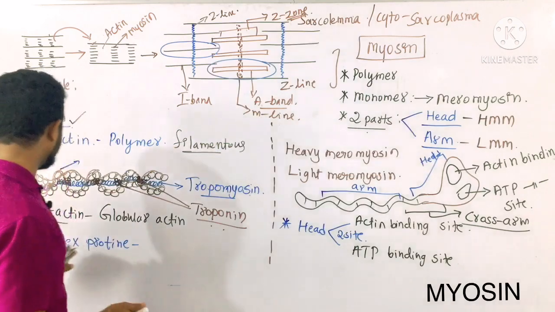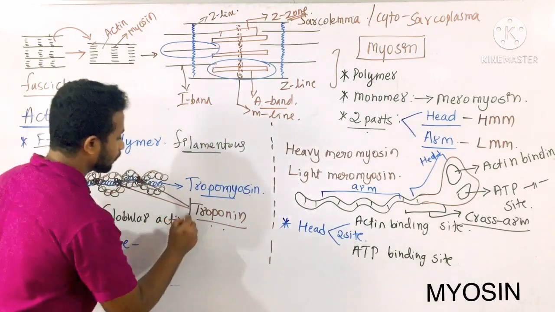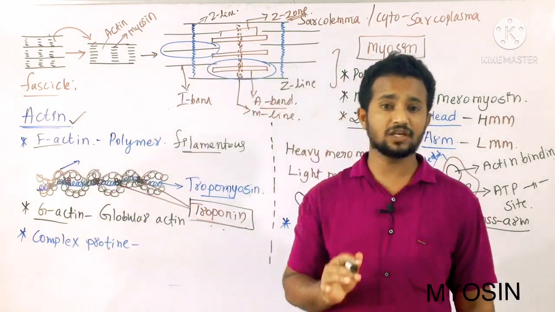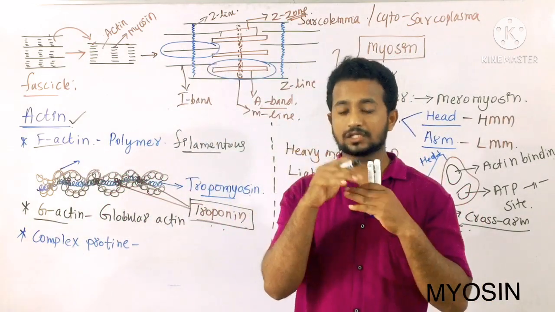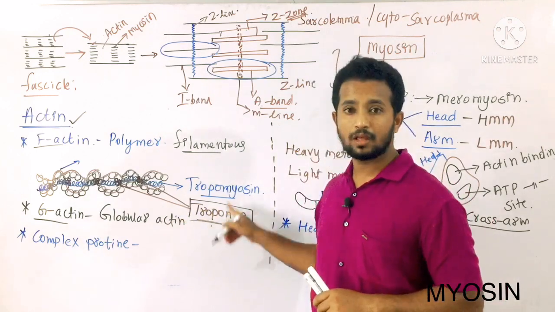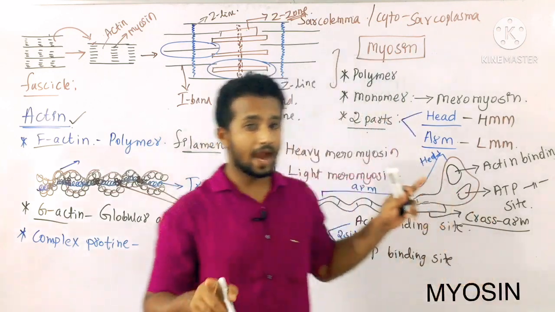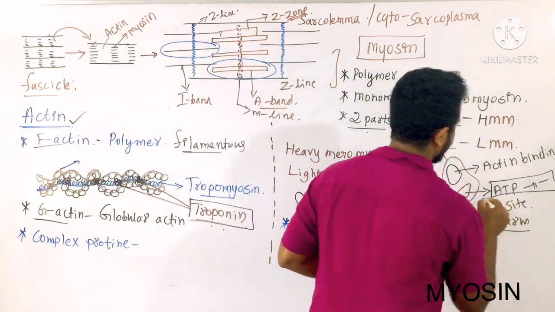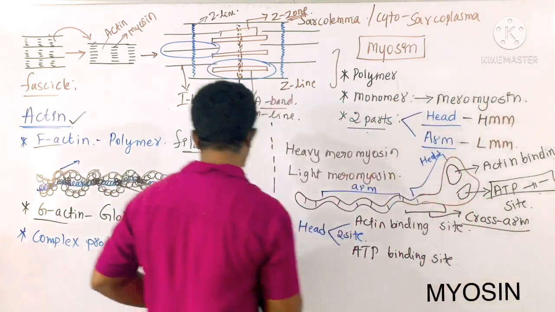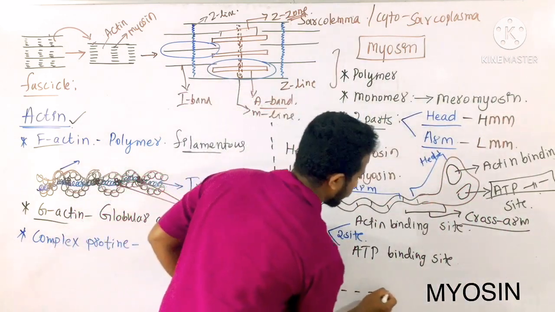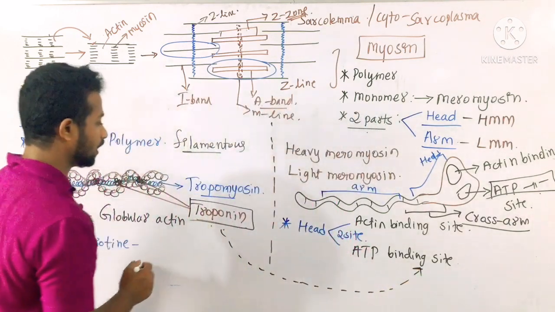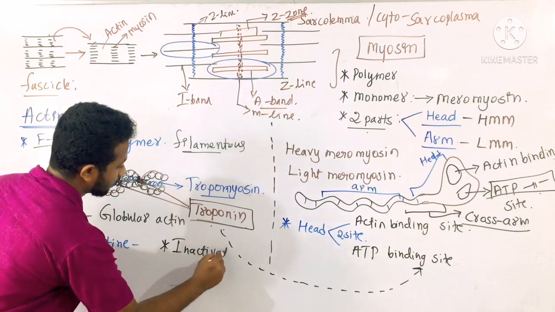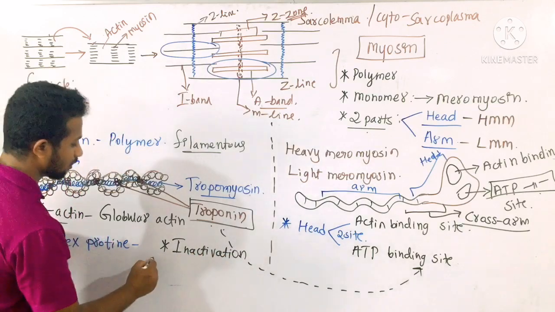So when you come to the function of this complex protein called troponin, here we will understand the function easily, because in resting position, when there is no muscle contraction, this troponin binds to the ATP binding site of the myosin. Here it is the ATP binding site. If the ATP binding site is inactivated because of the attachment of this troponin, it helps in inactivation during rest.